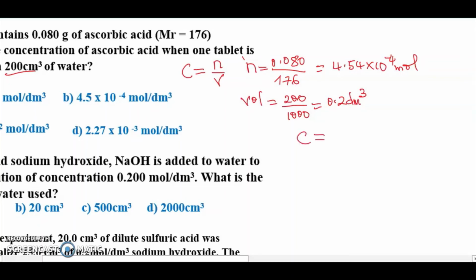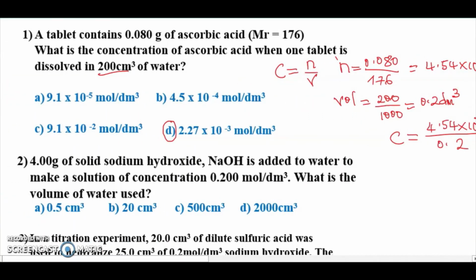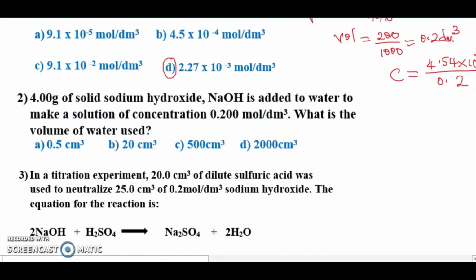Okay, now that we have all those, let's see. Our concentration is now equal to number of moles 4.54 times 10 exponent minus 4 divided by 0.2. And what does that give us? That gives us 2.27 times 10 raised to the power negative 3. So the correct option here is D. Did you get it right? Okay, let's move to the next.